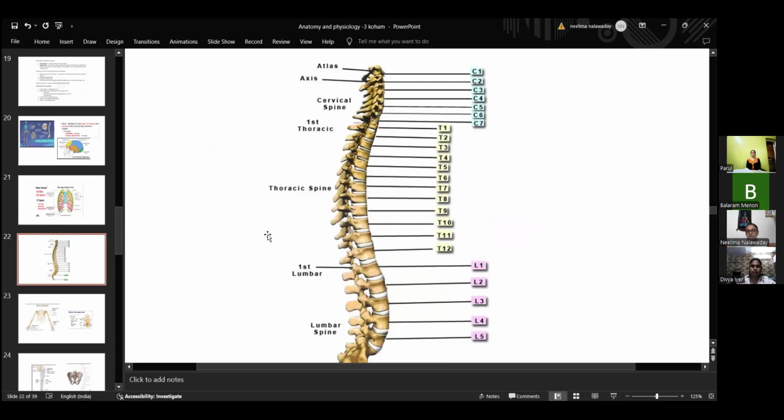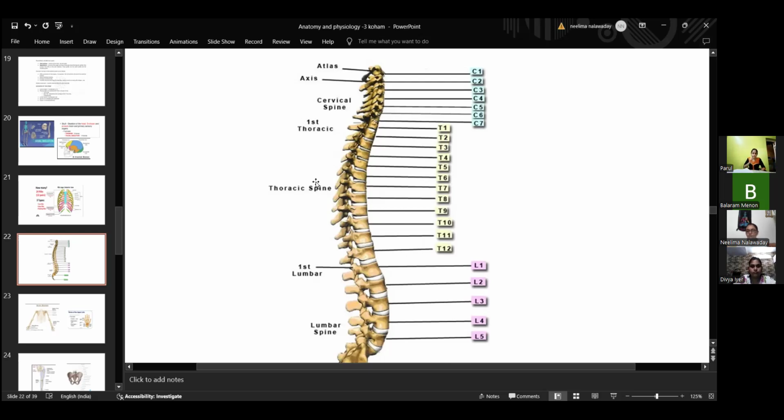It is made up of 33 vertebrae. So you can see each and every vertebra. Now this cervical region or upper part, the upper 7 vertebrae, they are called cervical vertebrae, 1 to 7. First is called atlas, C1 atlas, C2 is axis, and the remaining 3, 4, 5, 6, 7. This part is called cervical vertebrae.